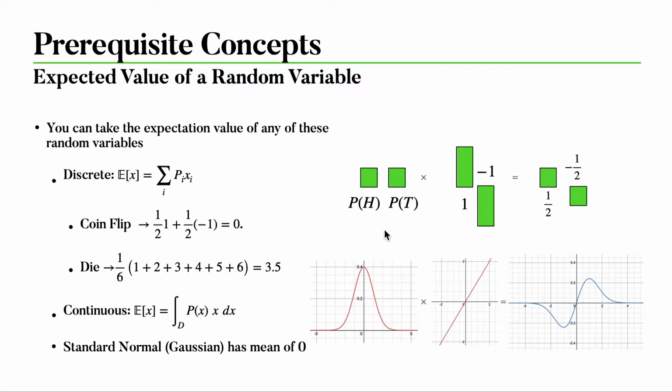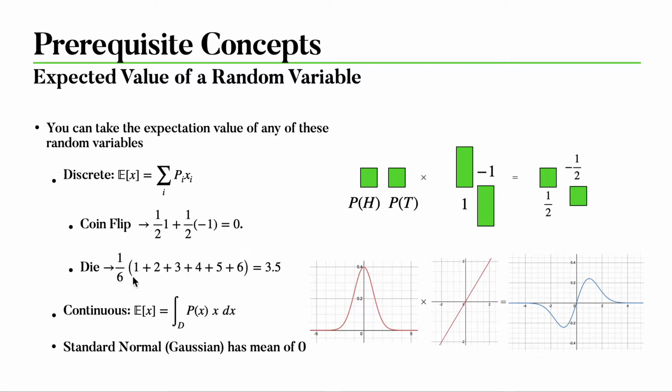So, for example, for the coin toss, we have some probability of getting heads, which for the fair coin is 1/2, and some probability of getting tails. We multiply each of these results, so the heads with 1, the tails with -1. And we get 1/2 and -1/2, and then we take the sum. So we add these two together and we get 0. So a fair coin has no edge.